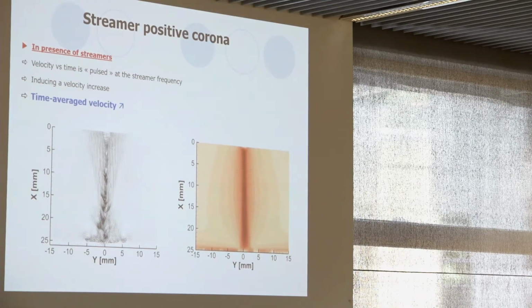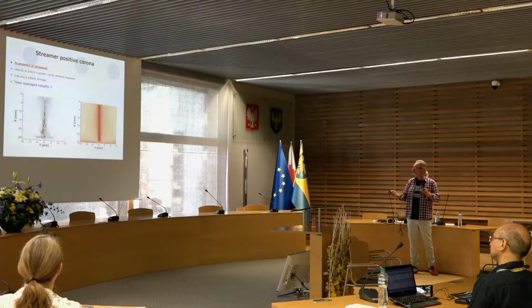What happened in presence of streamer? As we can see with PIV view, the velocity is pulsed at the same frequency, inducing a velocity increase, and this results in the increase of the time average velocity. So with streamer, it's a manner to increase the produced velocity.